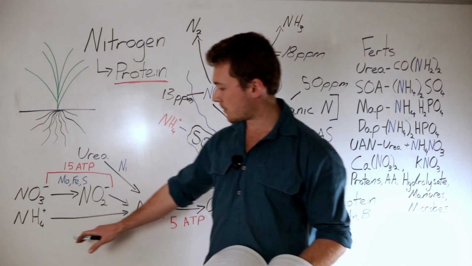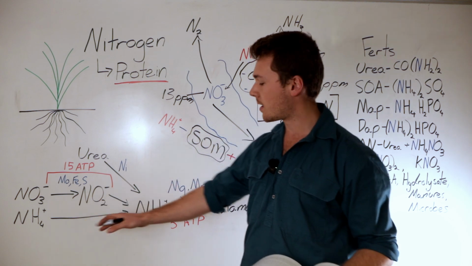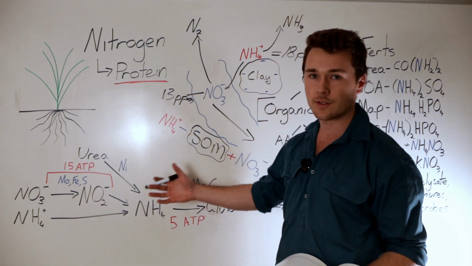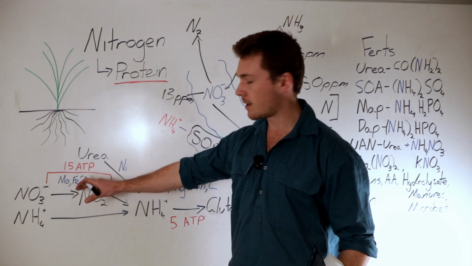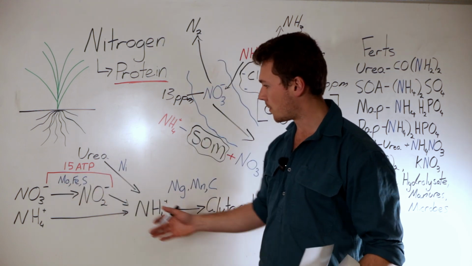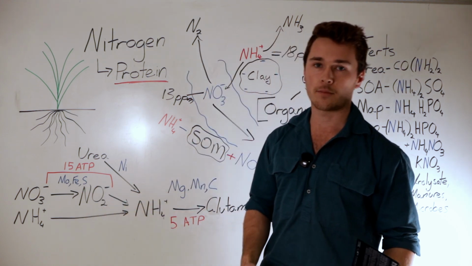On the other hand, if we just applied straight ammonium, which they did in this experiment with barley, it only used up 14% of the energy from the roots. So pretty much this system uses up twice the amount of energy, or probably a bit more, but twice the amount of energy that simply this system requires.